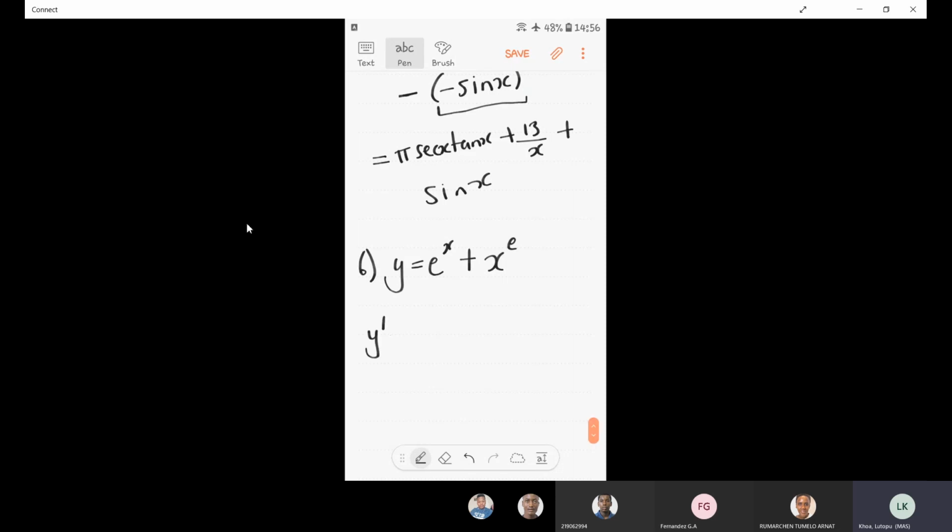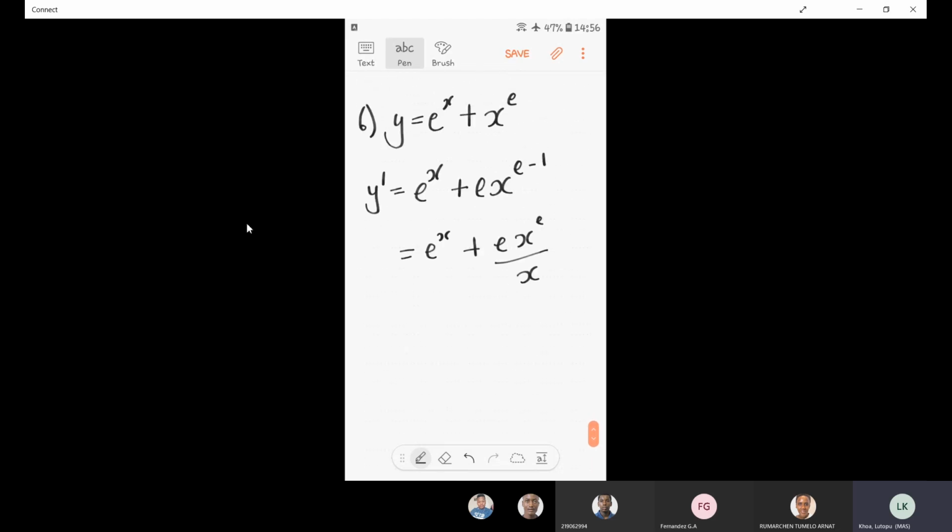So y prime, this is e to the power of x plus the e will come down, the x will stay like that, and then the exponent of x will decrease by 1. So this is how you can write it. You can use your laws of exponents to simplify it. I don't know if this will look better than what we have. So we have e this and then over x. You can also write it like that, but that's just using the laws of exponents to simplify it if you don't want any negative exponents, but not much of a difference.